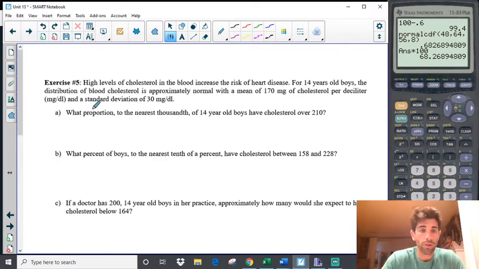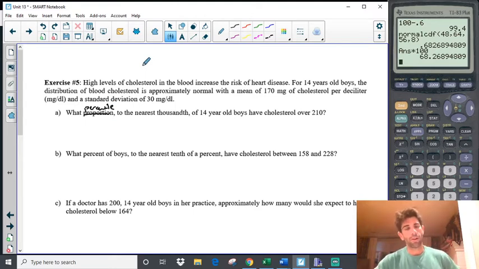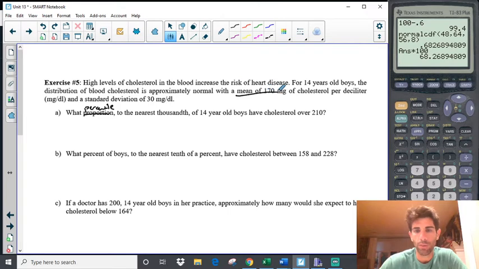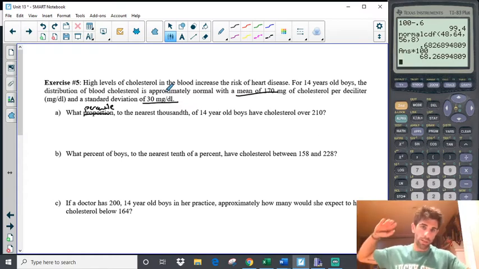If you want to hit pause, try it yourself, but before you do that, change this one from proportion to percentile. Okay, we're just practicing our normal CDF here because it's asking you to find your percentile. High levels of cholesterol in blood increase the risk of heart disease. For 14-year-old boys, the distribution of blood cholesterol is approximately normal with a mean of 170 and a standard deviation of 30. So they're giving you your standard deviation and your mean, so you just have to find your lower and your upper bound. Remember, in the last question we just did, I'm telling you the number to start and the number to end.